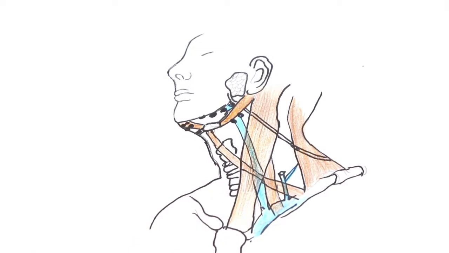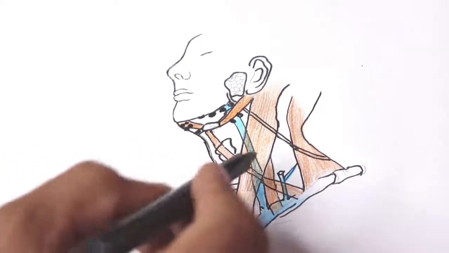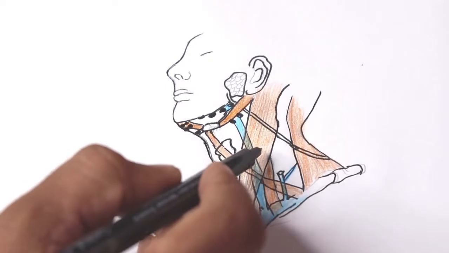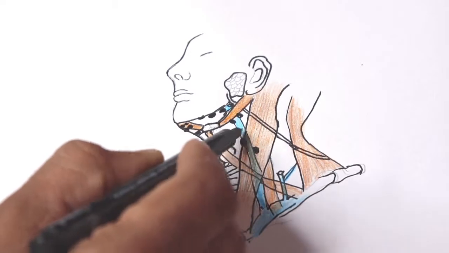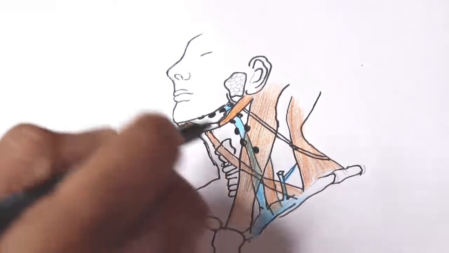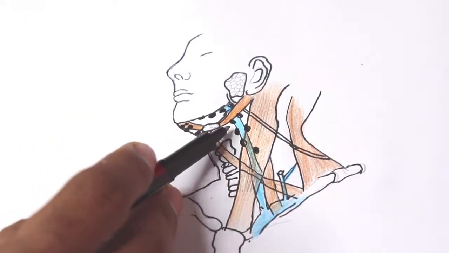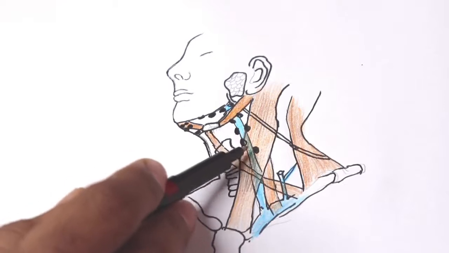Next comes level 3, that is middle jugular nodes. From the inferior border of the hyoid till the inferior border of the cricoid cartilage. So this is the thyroid cartilage, next to that is the cricoid cartilage, and approximately the nodes which come here are called level 3 nodes. From the inferior border of the hyoid till the inferior border of the cricoid, so this mid one third of the jugular nodes comes under level 3.